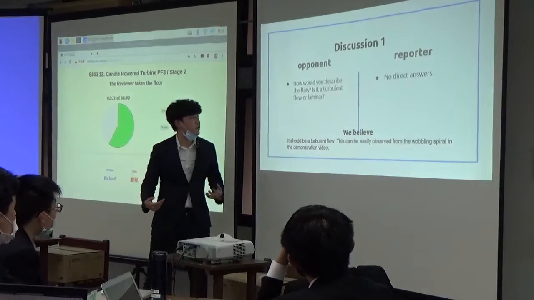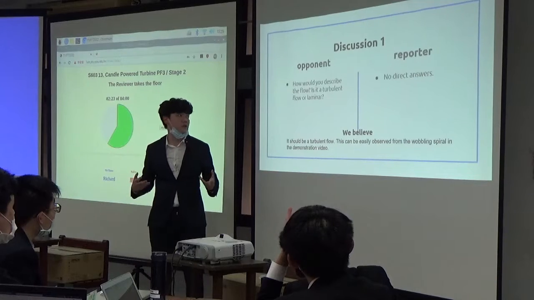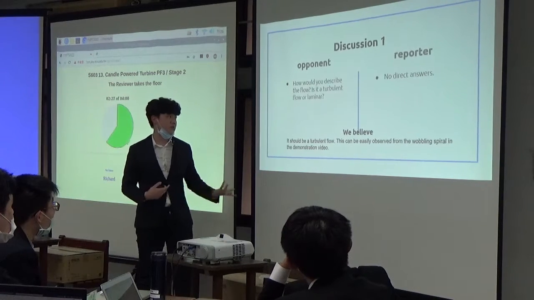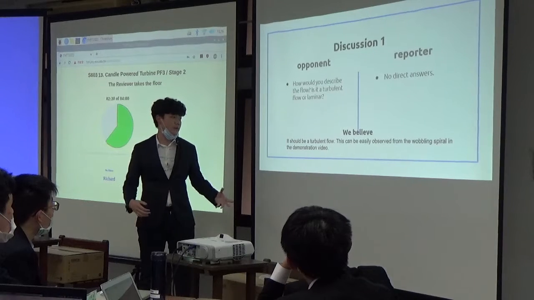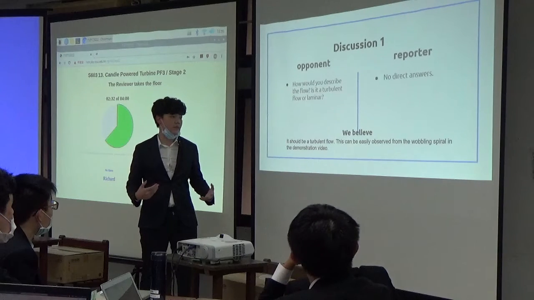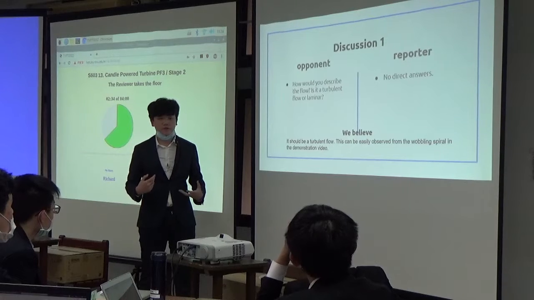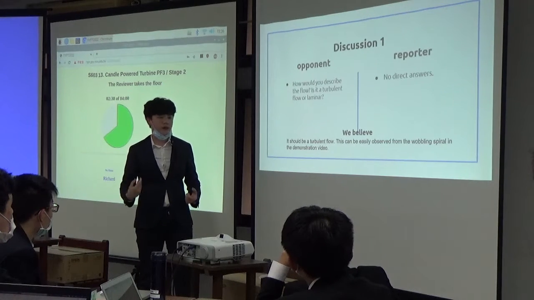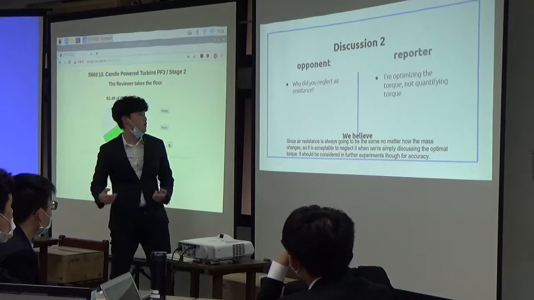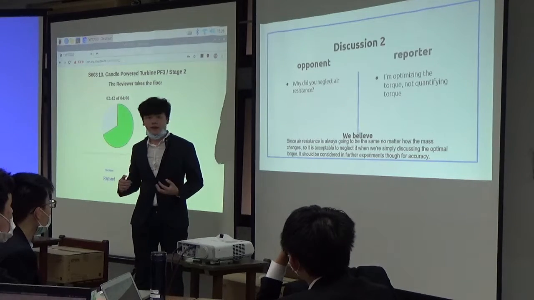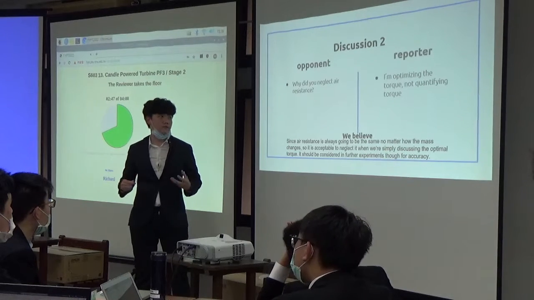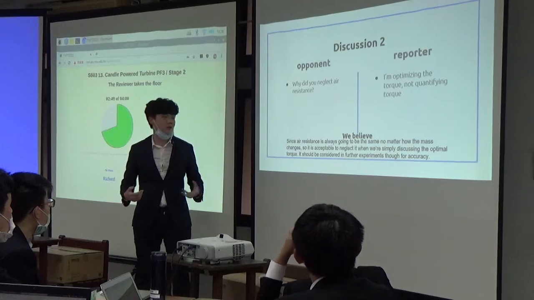For discussion 1, the opponent asked how would you describe the flow? Is it a turbulent flow or laminar? And the reporter didn't have a direct answer to this question. We believe there should be a turbulent flow, which can be observed from the wobbling spiral. And if they calculate omega, we can really see how omega fluctuates. The opponent asked what the exact air resistance is, because the reporter said they are optimizing the torque, but not quantifying the torque.